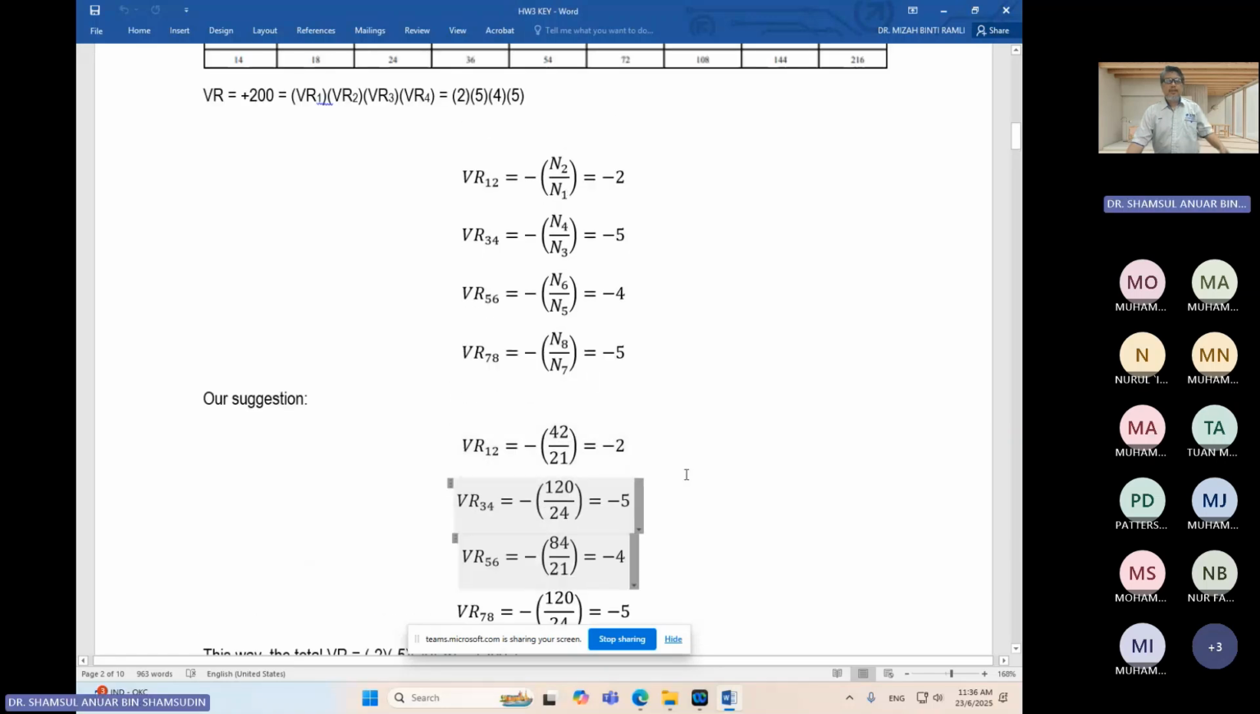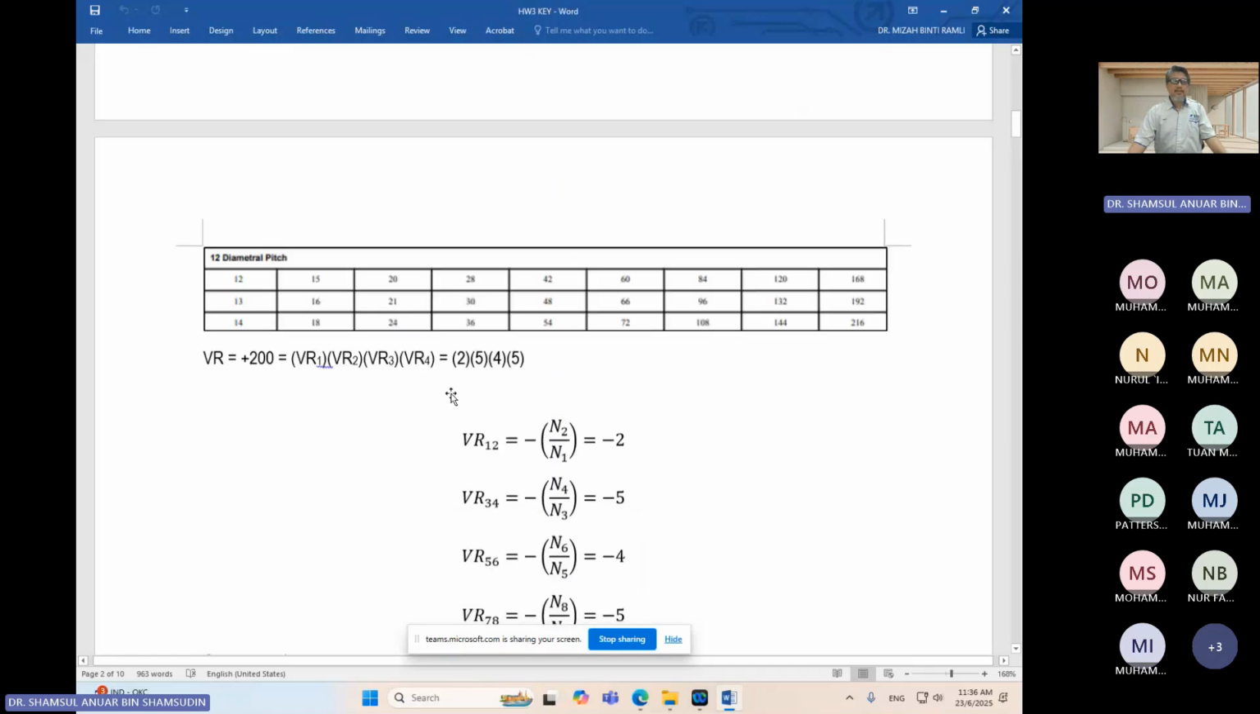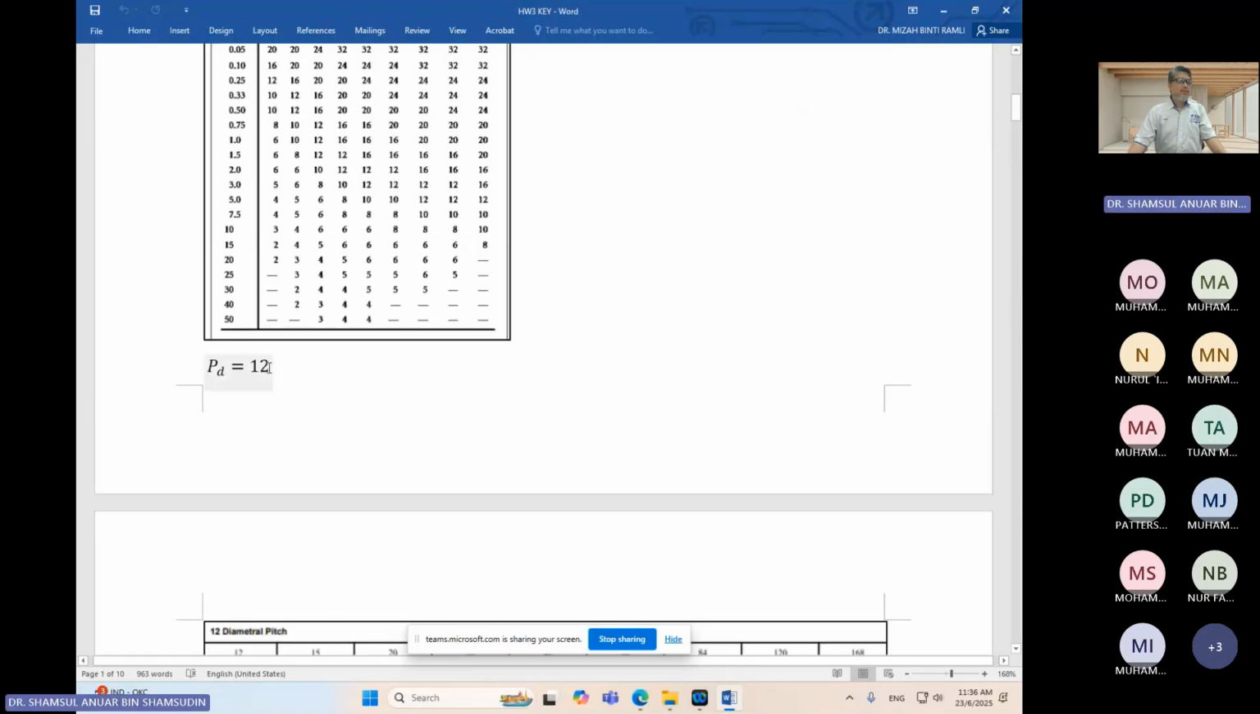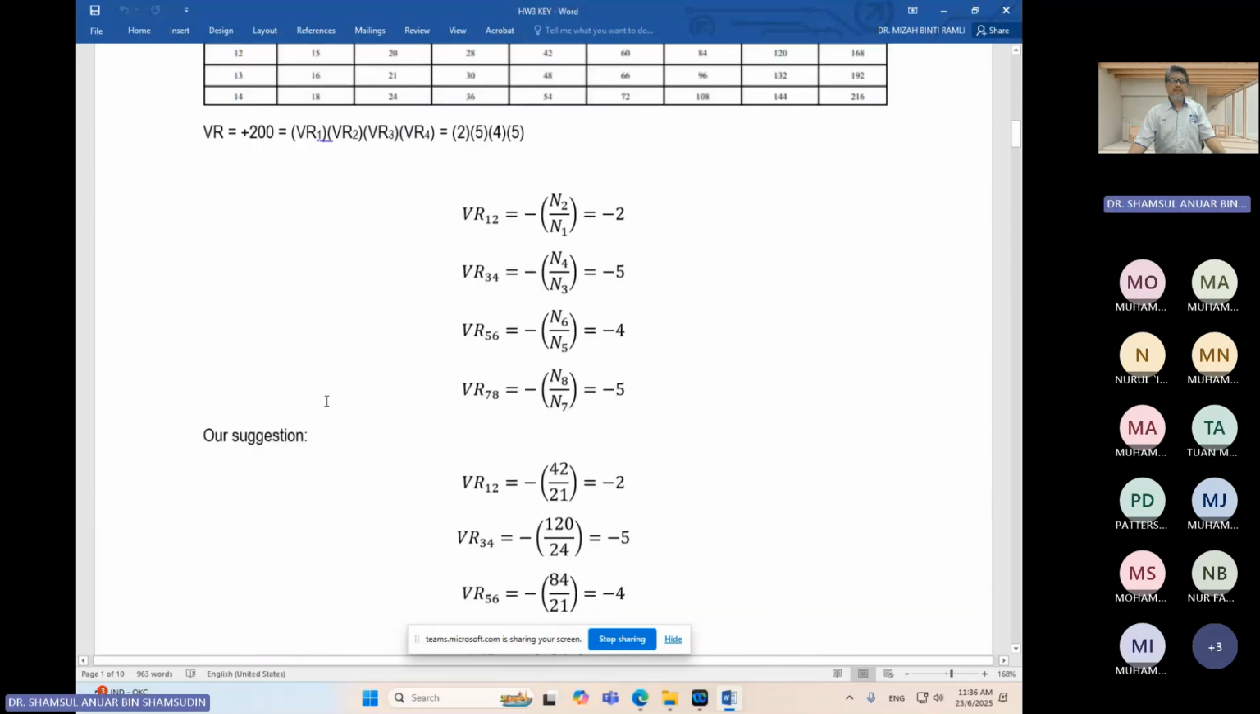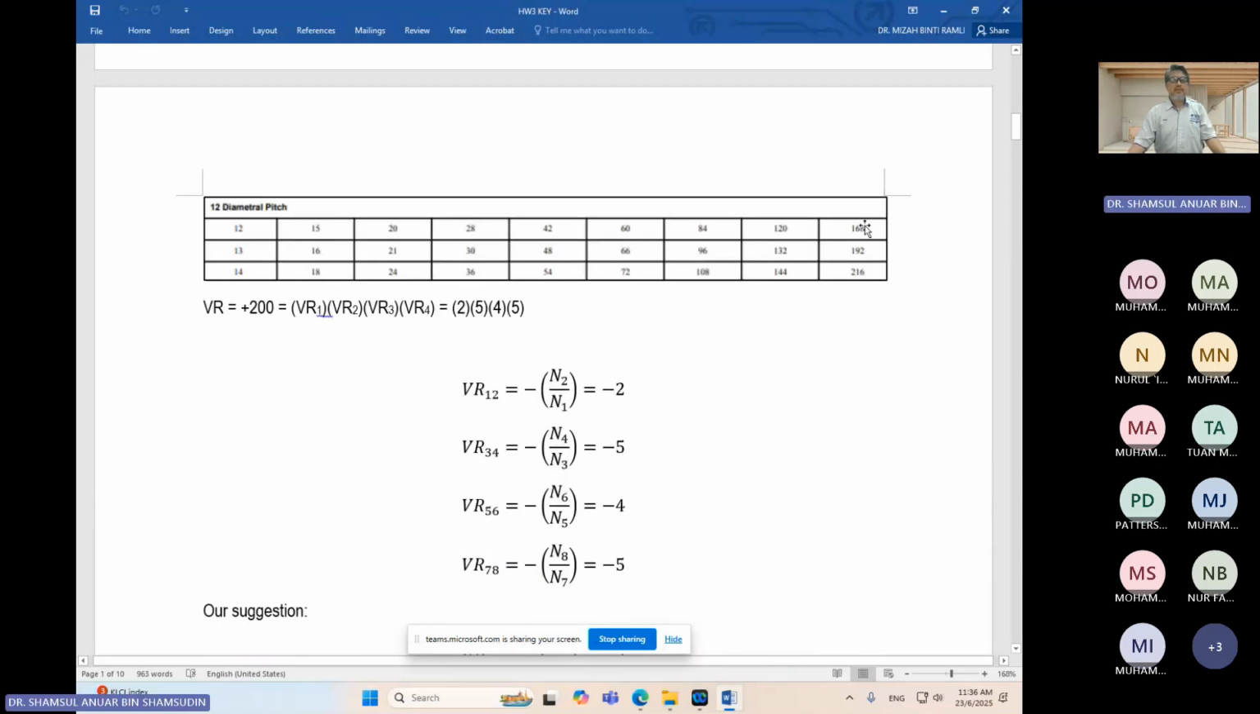So what is important is for you to decide. In this case, I guess I use everything with the PD of 12. So everything is in the PD of 12, so I can just refer to this one table which is corresponding to 12 diameter pitch. But actually you do not have to do that. For every other pairs that are not in series, you can choose different PD for them. Okay, why do you want to do that? Because you want to make it smaller.